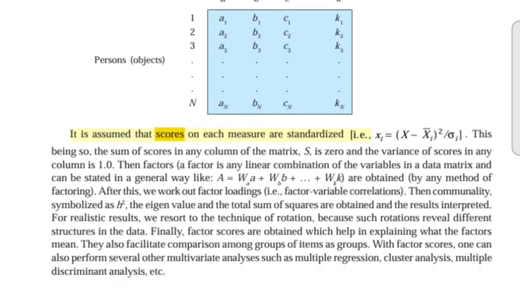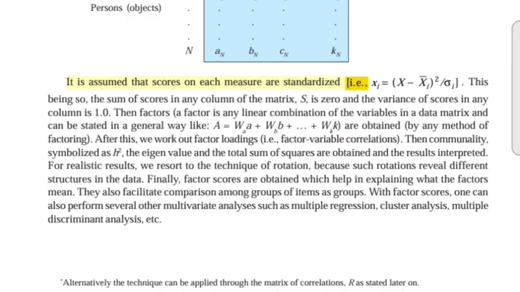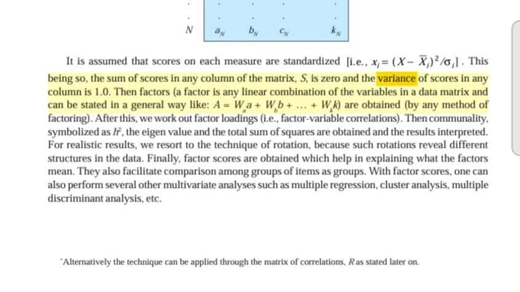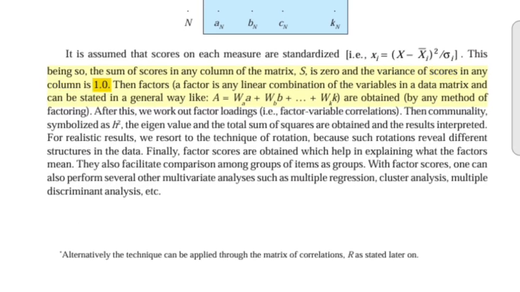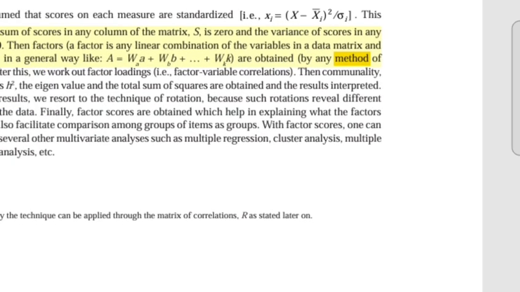It is assumed that scores on each measure are standardized, i.e., z equals (X minus X-bar) divided by sigma. This being so, the sum of scores in any column of the matrix S is 0 and the variance of scores in any column is 1.0. Then factors. A factor is any linear combination of the variables in a data matrix and can be stated in a general way like A equals Wa plus Wb plus up to Wk, obtained by any method of factoring.